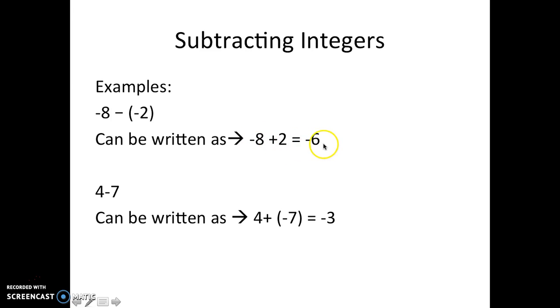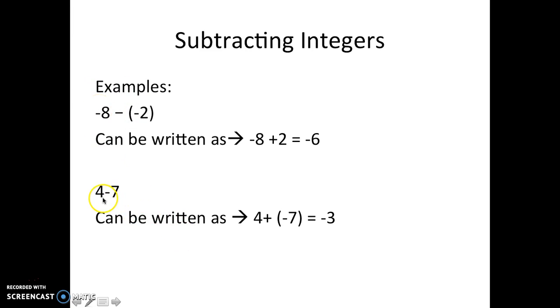So now we know this rule, we just went over it. 8 minus 2 is 6. What's the bigger number? 8. That has a negative sign, so it's -6. It's a little bit easier to understand than this negative and subtraction problem.